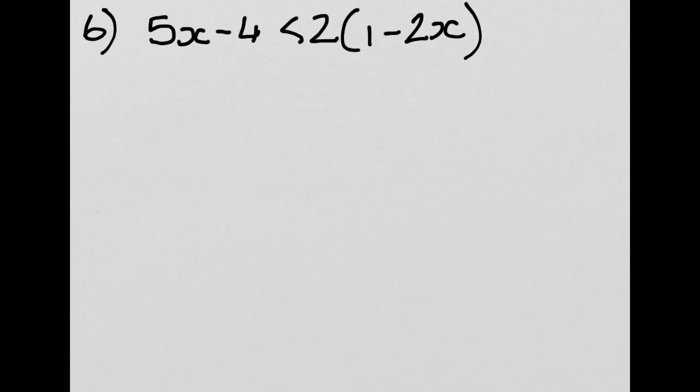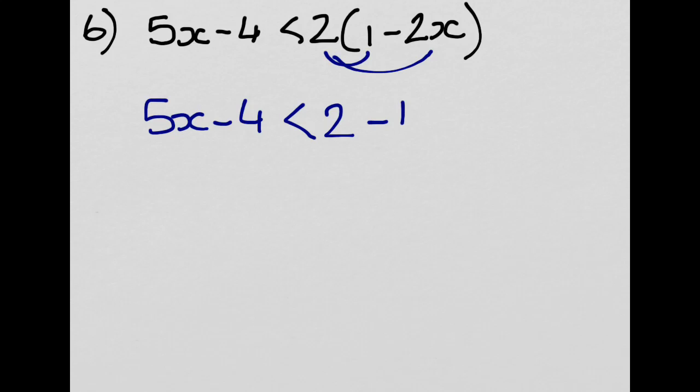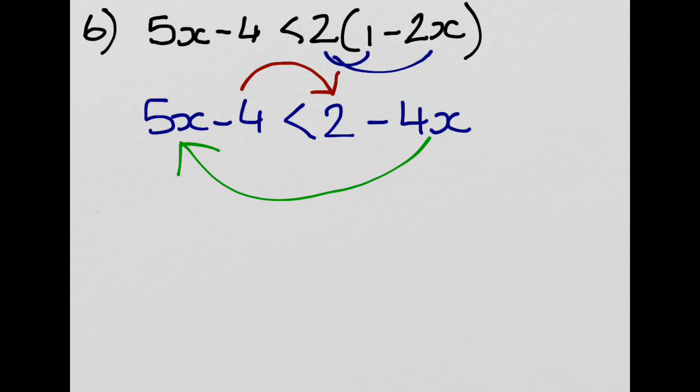In question 6 we're looking to solve the inequality 5x minus 4 is less than 2(1 minus 2x). So the first thing we would do here is multiply out the brackets. Okay, so 5x minus 4 is less than 2 minus 4x. We then want to move our x's to the left hand side and our numbers to the right hand side, so that I'm just left with x on its own at the end of the question.